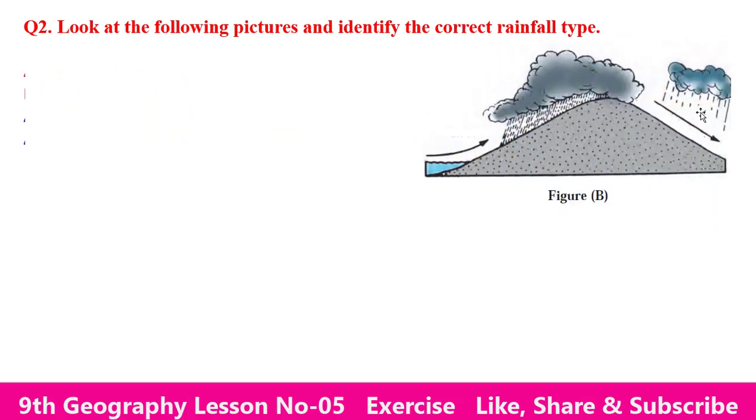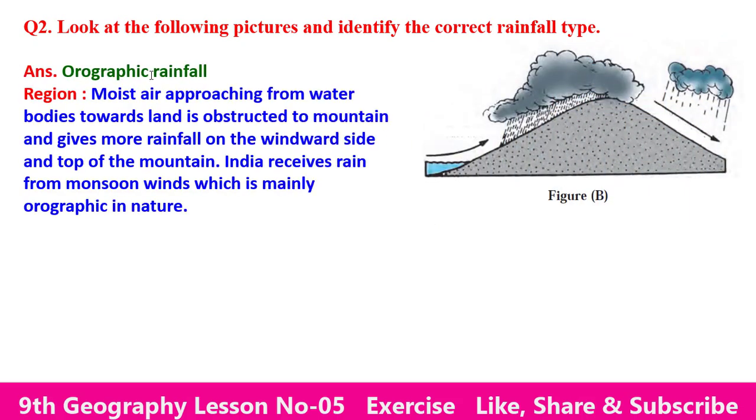Now next, figure B. The answer is orographic rainfall. Reason: moist air approaching from water bodies towards land is obstructed by the mountain and gives more rainfall on the windward side and top of the mountain. India receives rain from monsoon winds, which is mainly orographic in nature.